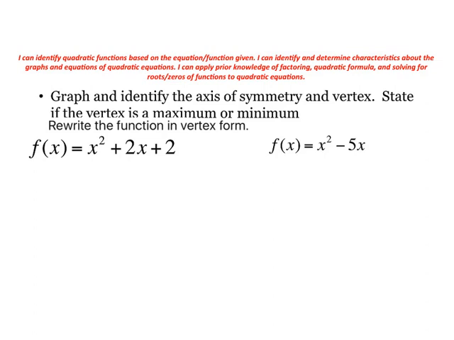Okay? So we have two examples in front of us, and for each of these functions I want you to graph and identify the axis of symmetry. I want you to identify the vertex. Tell me if the vertex is a max or min, and then we will rewrite the function in vertex form. So we got a lot going on here.